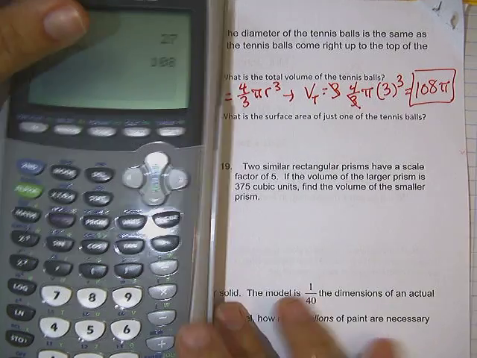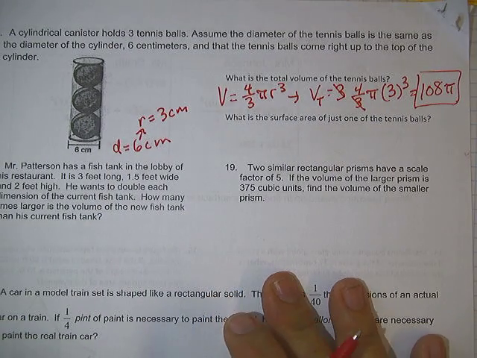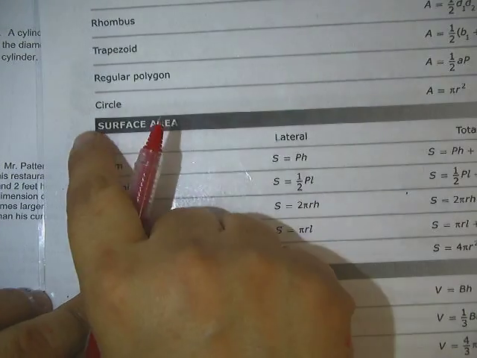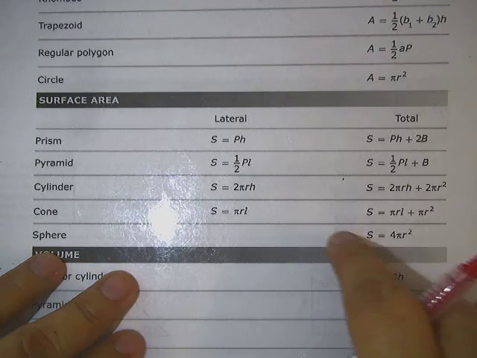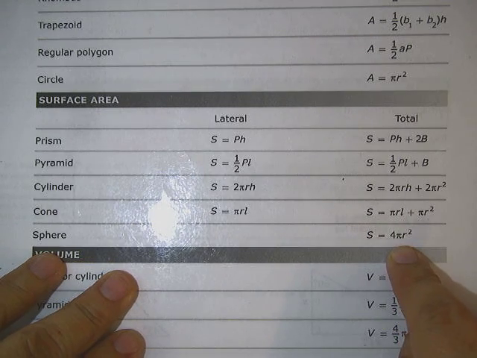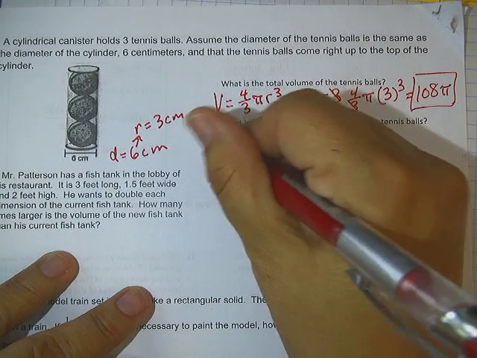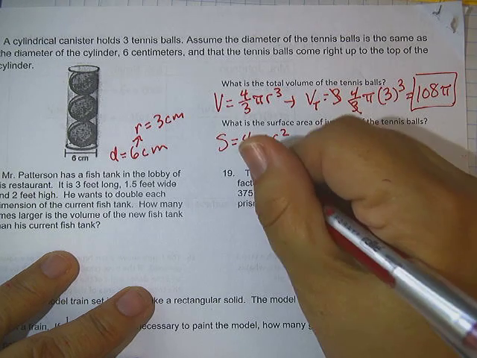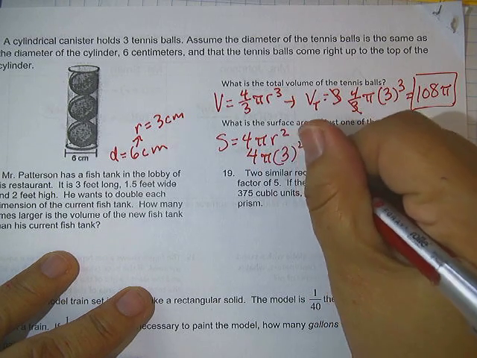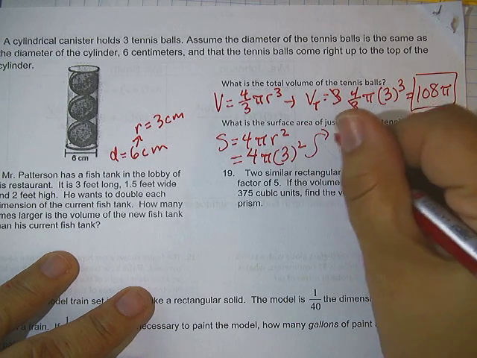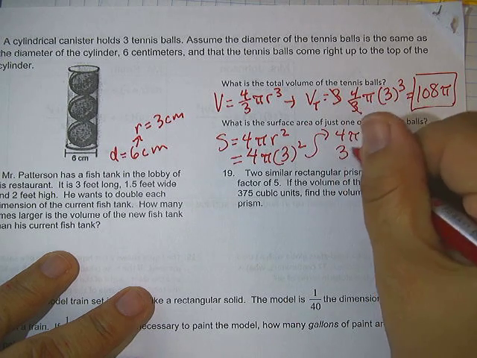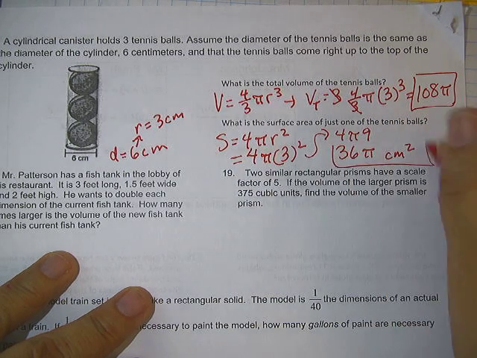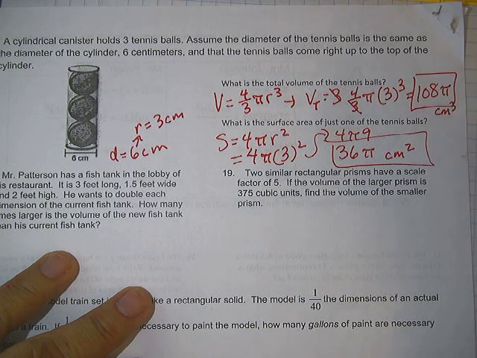All right? What is the surface area of just one of the tennis balls? So I get my handy math chart again. Make sure I go to surface area, sphere. There's only one formula, 4 pi r squared. So S equals 4 pi r squared. So it's 4 times pi times 3 squared. So I get 4 times pi times 9, or 36 pi. And that will be centimeters squared. Since that's surface area, this really is centimeters squared, not cubed. I left my units off.